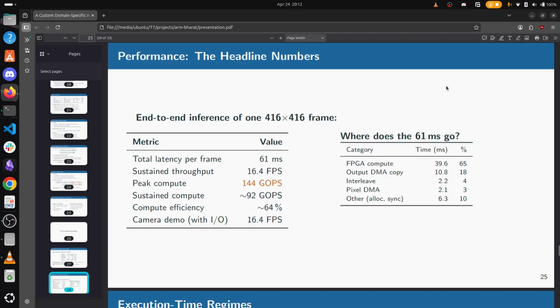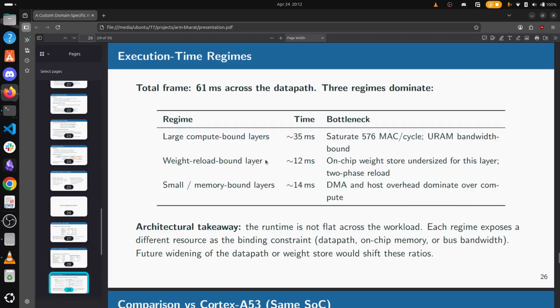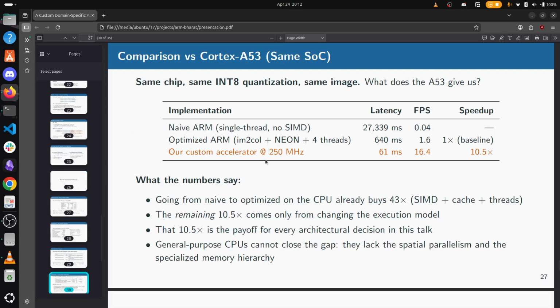So this is our performance metric. We can see that we are only taking 61 milliseconds to process one frame, one image, and the image resolution is 416 by 416 pixels. So comparatively, if we compare this to an ARM processor, which is a very modern, very optimized processor as we all know, and we write a very naive, non-optimized CNN software, the amount of time it will take to process one image is almost 30,000 milliseconds.